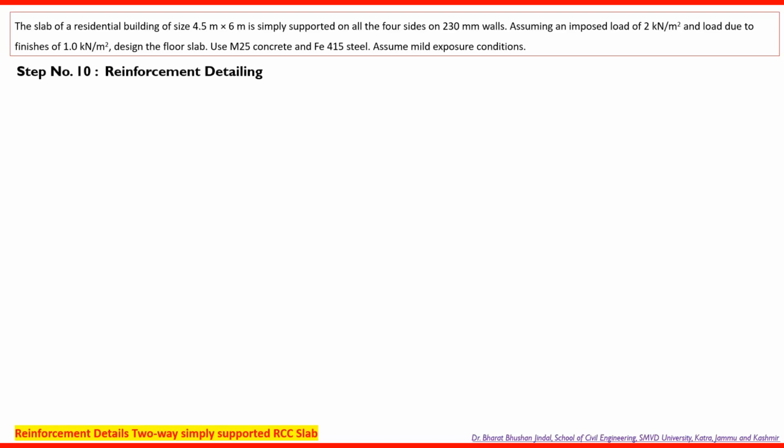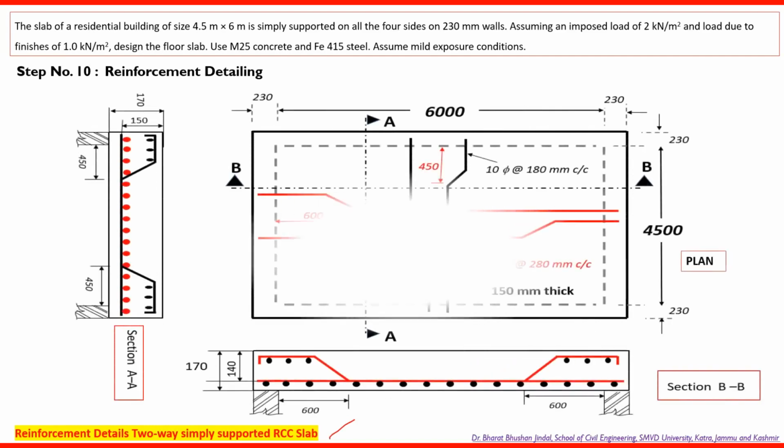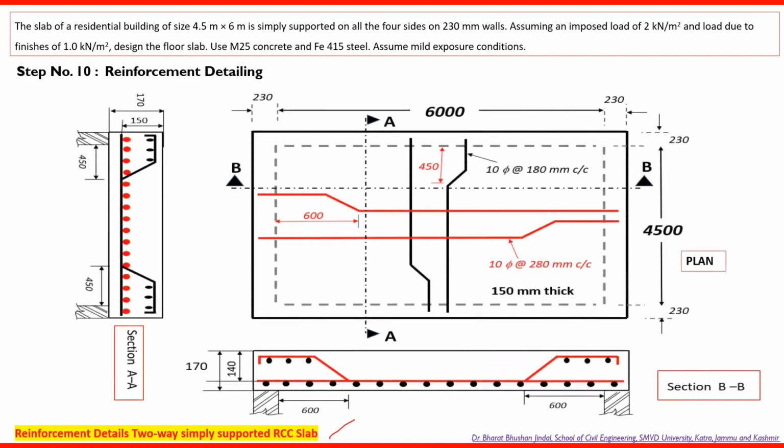Now in step number 10, we are going to discuss reinforcement detailing. That is the reinforcement detail for a two-way simply supported type of RCC slab. So you can see here one by one. First of all, we will be focusing on the plan. So this is the plan of the slab.